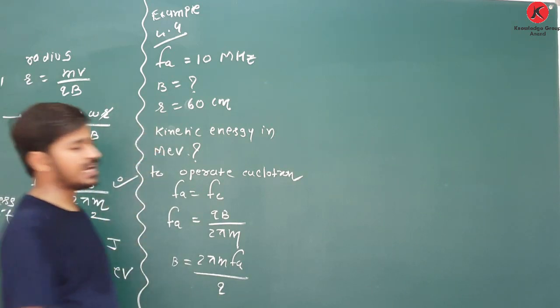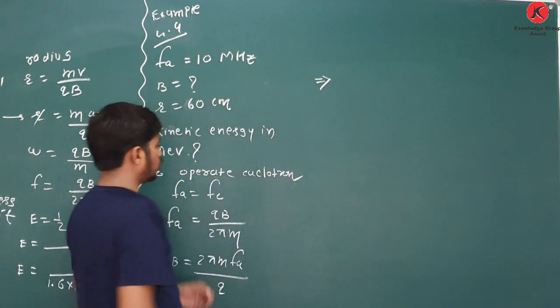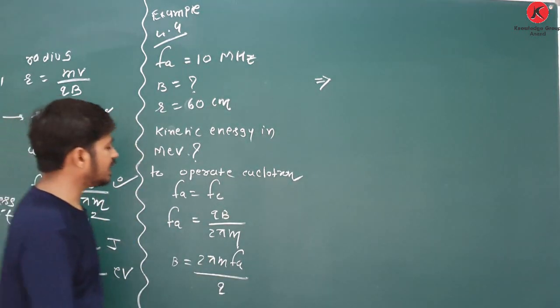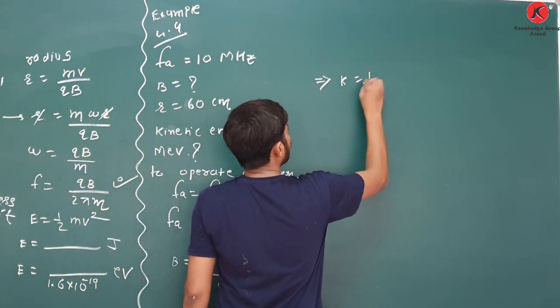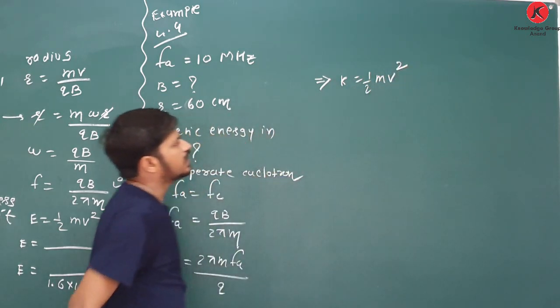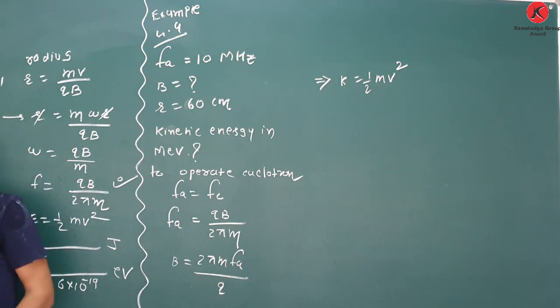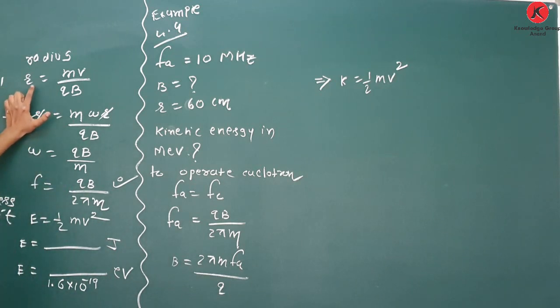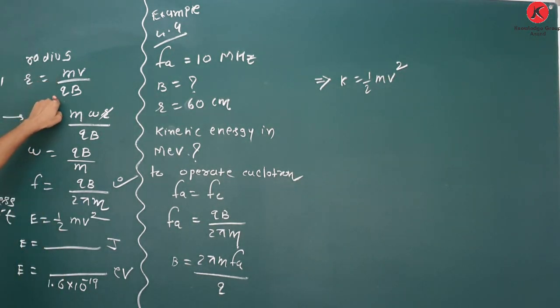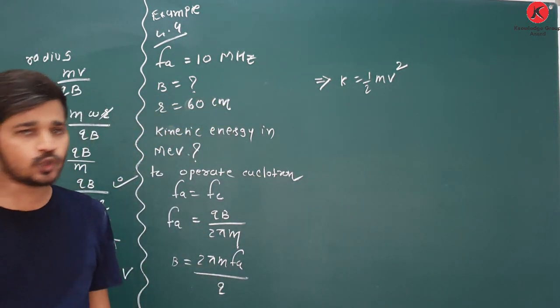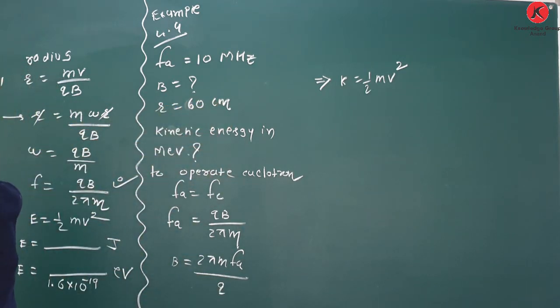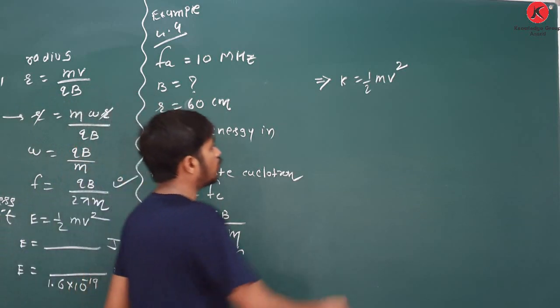Another question is to find kinetic energy. What is the equation of kinetic energy? Kinetic energy K is equal to half mv square. How to find kinetic energy? See, you can use this relation: R is equal to mv upon qB. You have the value of m for electron and proton, but you do not have the value of v. Then how to find v? We can find v with the help of this equation also.